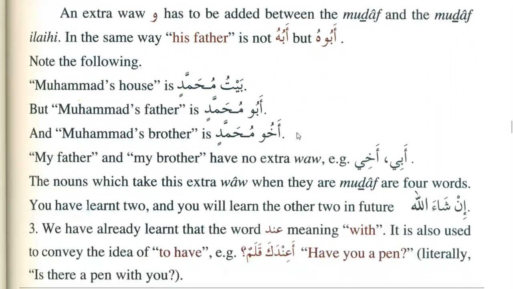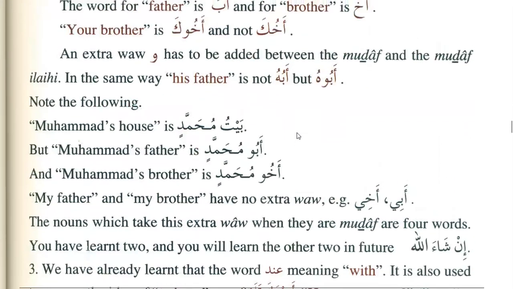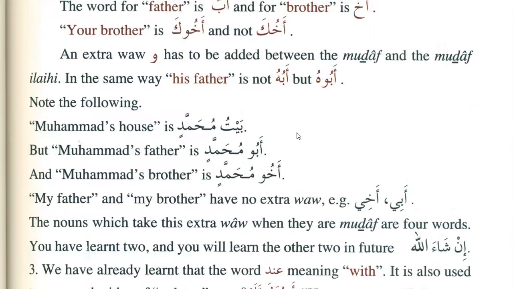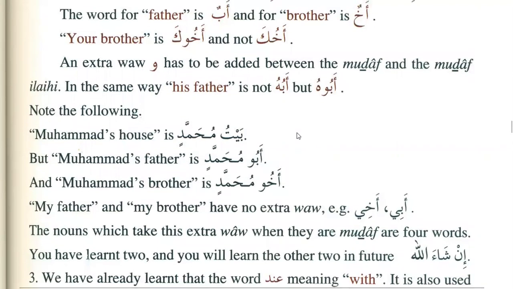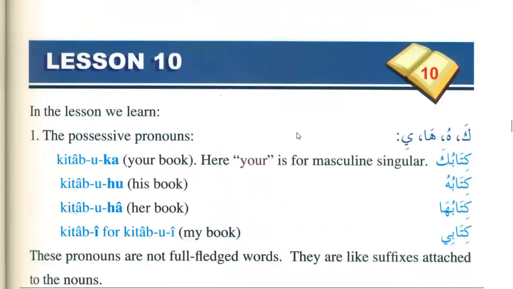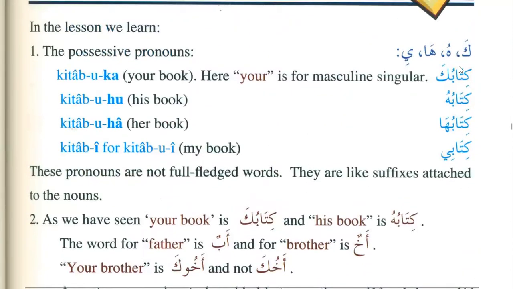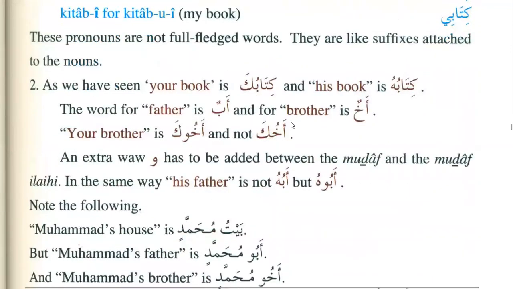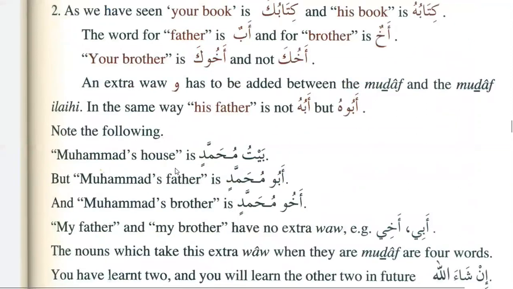My father and my brother have no extra vowel, for example, Abi, Akhi. The nouns which take the extra vowel when they are muzaf are four words. You have learned two, and you will learn the other two in future, inshallah. Did you understand the point? Yes. So, in the first four examples, the word kitab is muzaf and the pronouns ka, hu, ha, ye are muzaf ilayhi. So, whenever ab and akh are muzaf, we add an extra vowel except with the first pronoun ya.